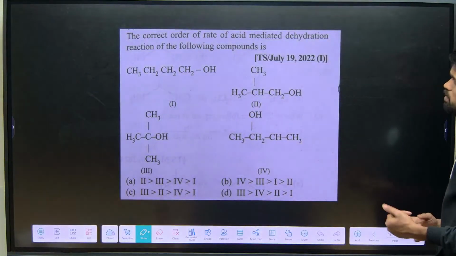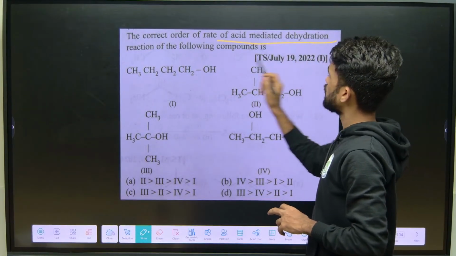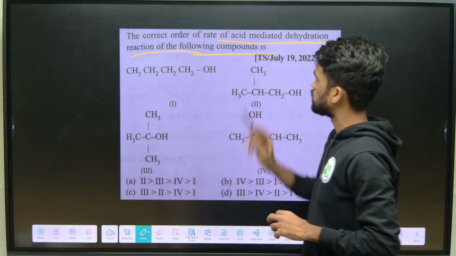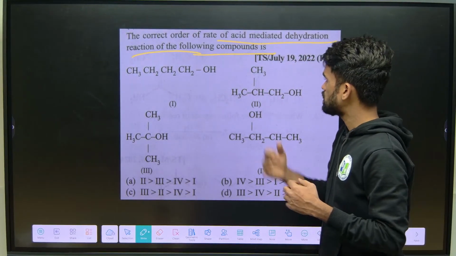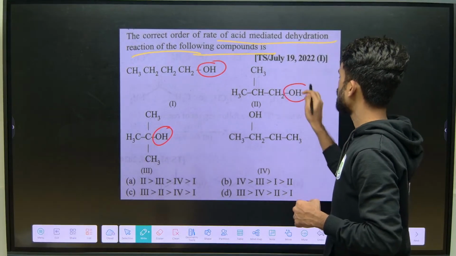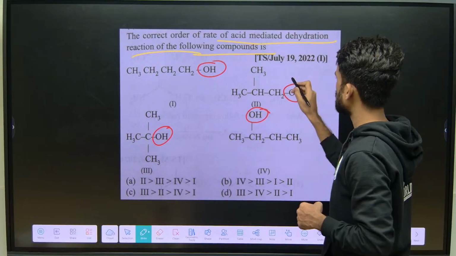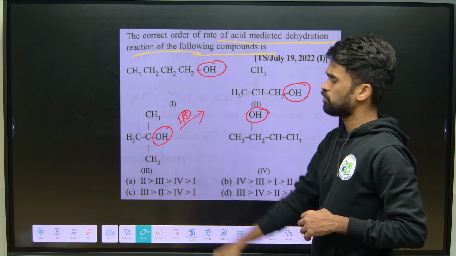Next, can you answer me this? Correct order of rate of acid mediated dehydration from the following compounds. So which one will be more easily dehydrated? Which alcohol will be more easily dehydrated by adding H plus ion? If you add H plus ion, it should remove water from here.